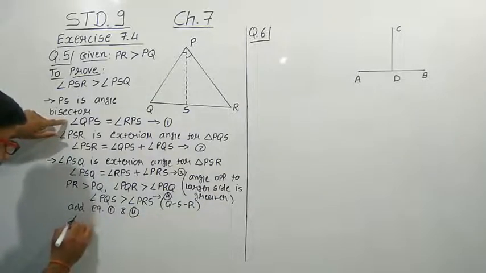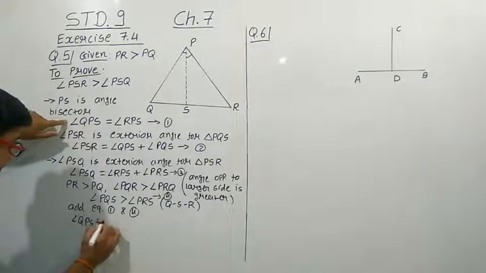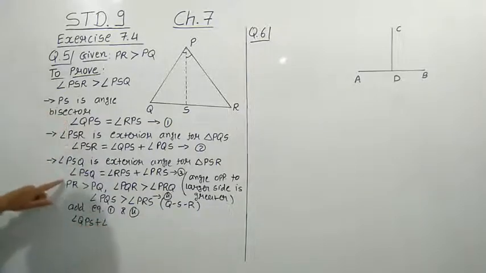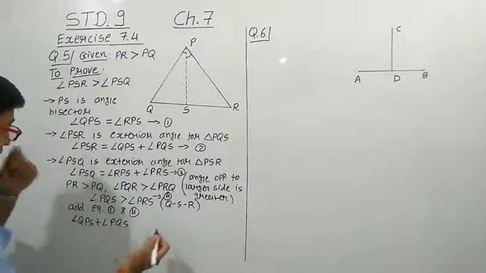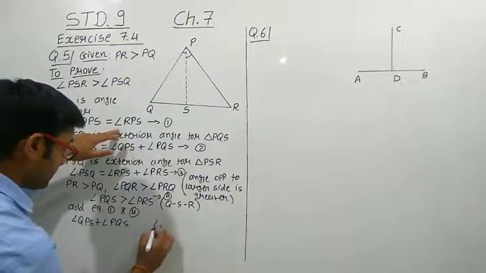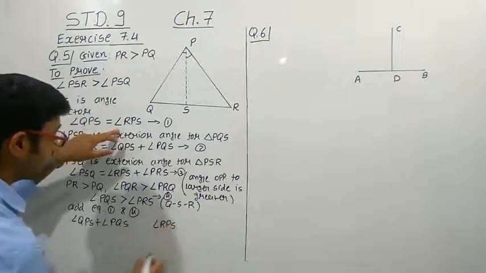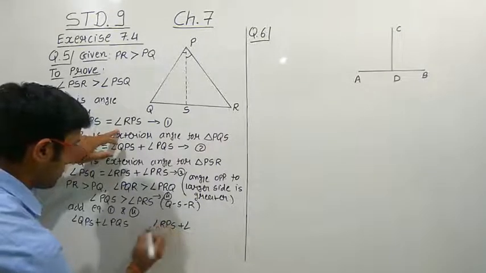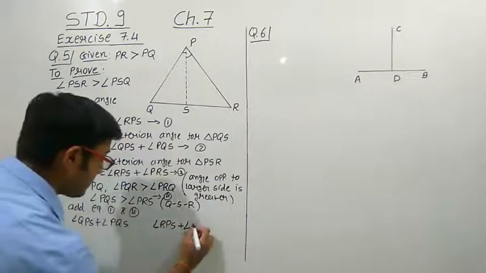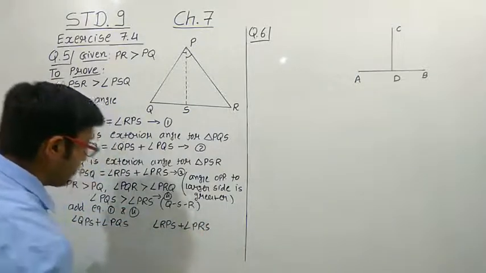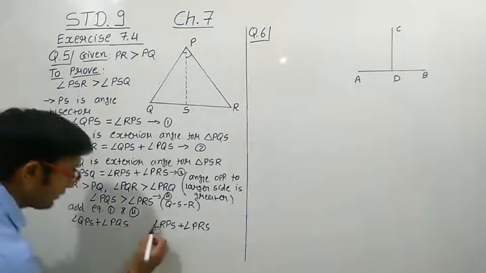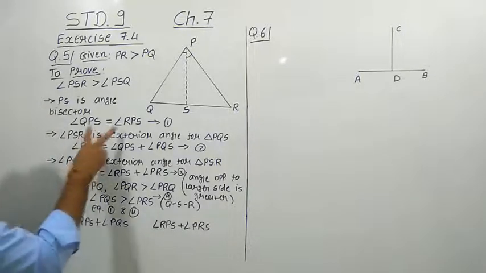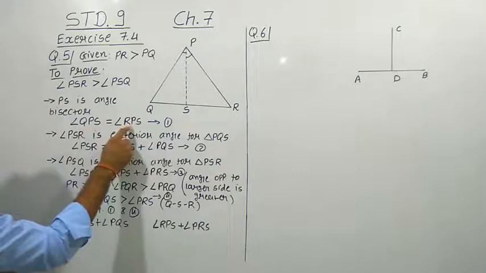That angle QPS plus angle PQS. Now on the right-hand side we have to write angle RPS plus angle PRS. So which sign do we have to put here? Equality sign or inequality sign? See, these two are equal. Suppose this is 60 degrees, this is also 60 degrees.